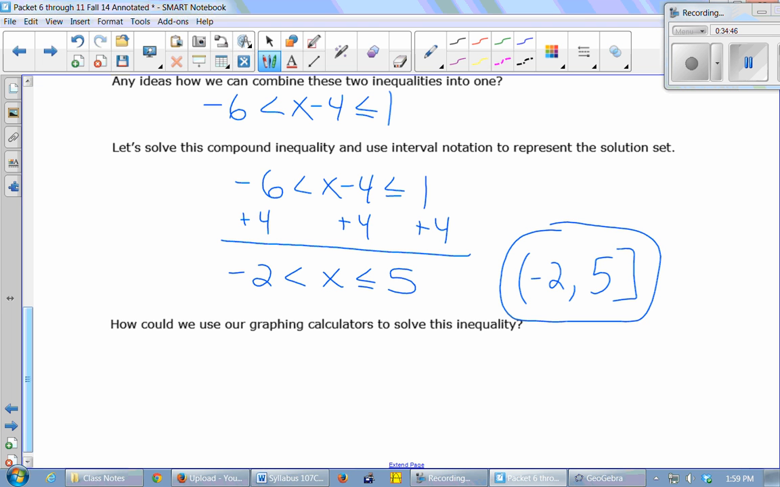Set builder? The set of all x's such that, and then you just put this sandwich. Negative 2 is less than x is less than or equal to 5.